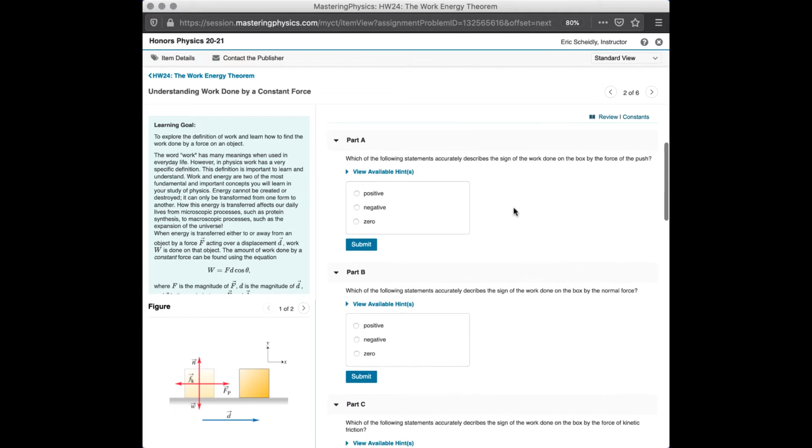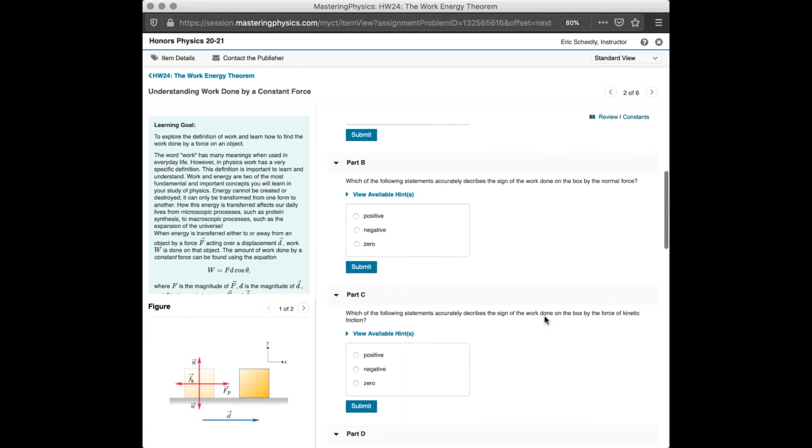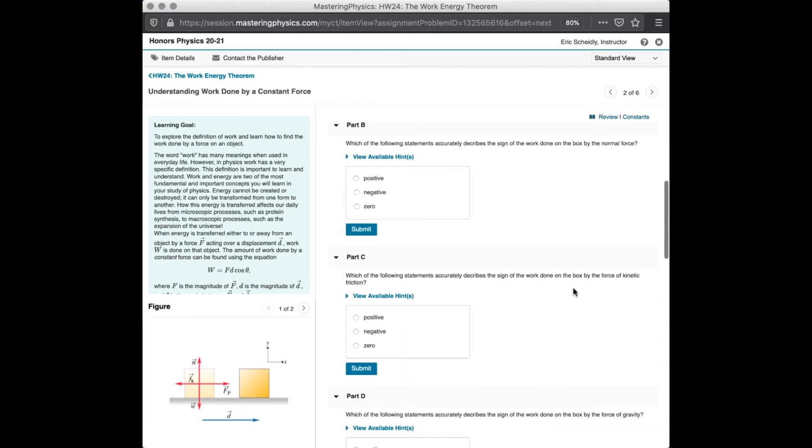Part A. Which of the following statements accurately describes the sign of the work done on the block by the force of the push? Well, here's my diagram. The push is in the direction the block is going, so it's going to do positive work in general. What accurately describes the sign of the work done by the normal force? The normal force is perpendicular to the displacement. It does no work. Which describes the sign of the work done on the box by the force of kinetic friction? There's the kinetic friction there. It points opposite the displacement. It does negative work.